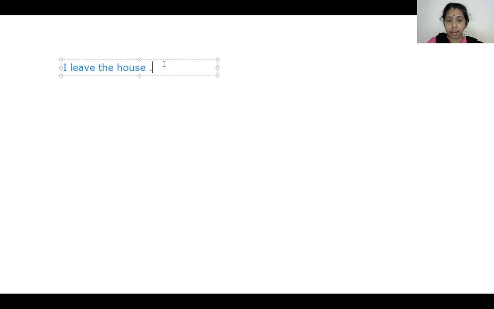If I write this sentence in the past form, how will it be? I left the house. Here I use ed with the main verb and it becomes the past form of the verb. I left the house. That means the action has already completed.